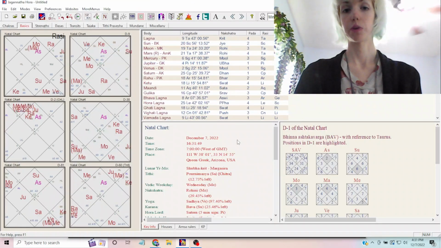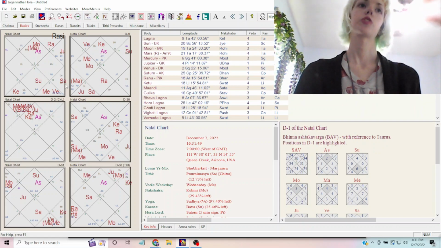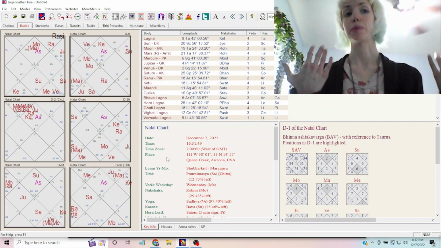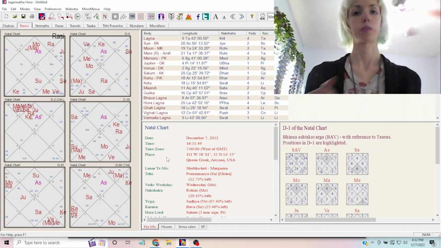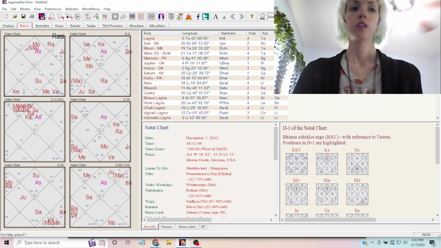So I'm opening up JHora. This is a wonderful free app. If you've never looked at a North Indian or South Indian style chart, and you've only seen a wheel chart, at least you know astrology here. So this is called a North Indian style chart. It has these diamond shapes. And on the side here, these are different divisional charts.